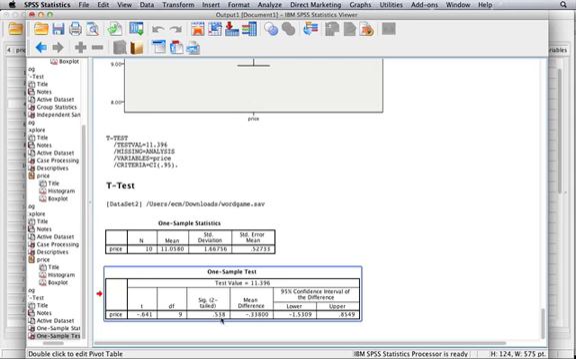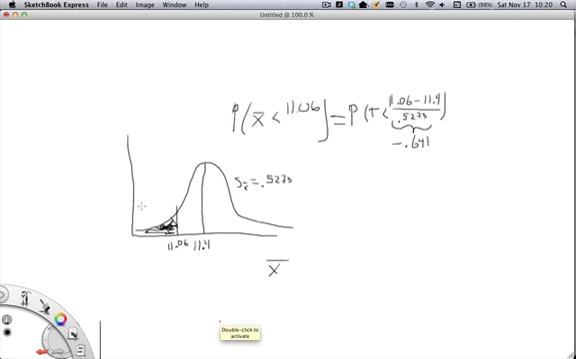Now the p-value indicates the area of both tails, so it's 0.538. I'm going to go draw this in. 0.538 over 2 gives us the area of one of those tails. The area of the other tail is also 0.538 over 2, so that when you combine them, you get 0.538. So we could write that this is just 0.538 divided by 2.